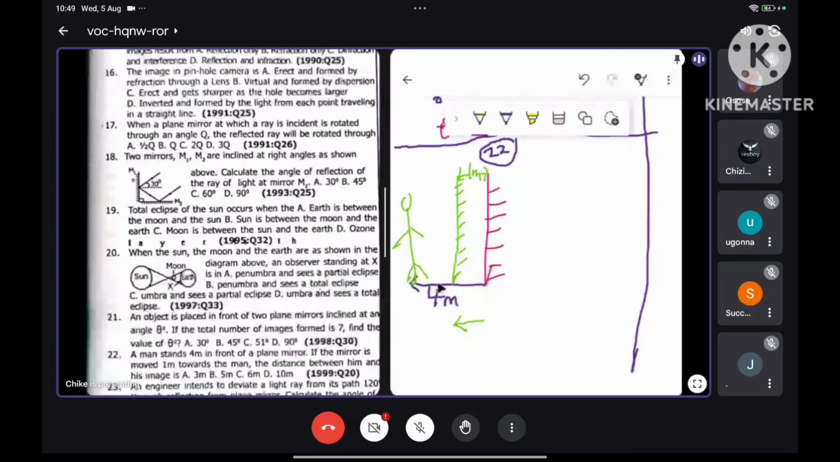Then we are told that the mirror is moved 1 meter towards the man. Now this was the mirror, it was now moved 1 meter towards the man. The distance between him and his image is what we need. So I need the distance between the man and the image that will be formed. But first of all, I asked the question: what is now the distance?